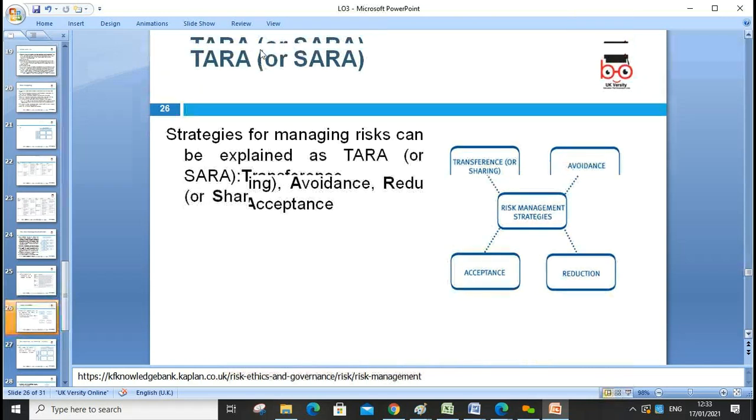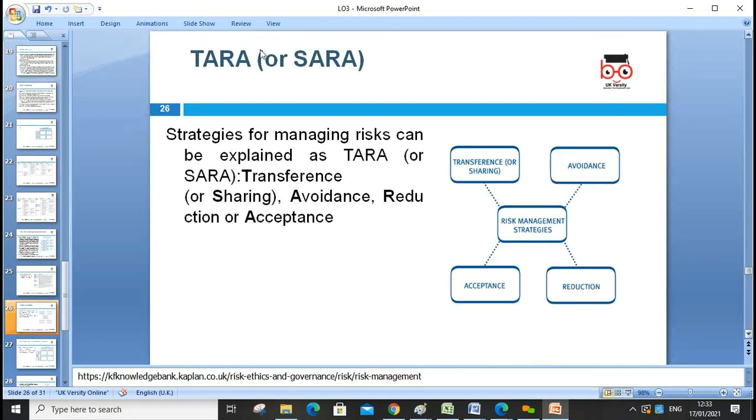Okay, then we have a strategy called TARA. The TARA strategy is used to manage risk. What does TARA stand for? T stands for transfer. We can transfer our risk to the insurance company. If our things do not work, the insurance company will pay us.